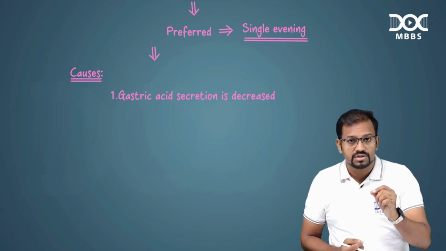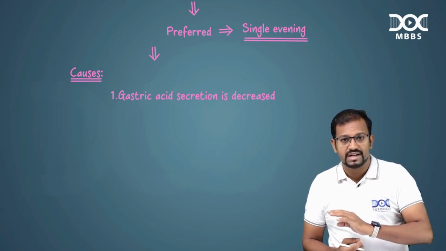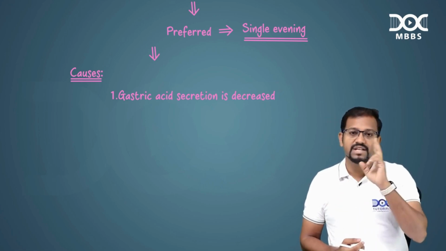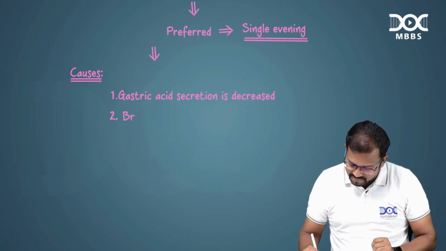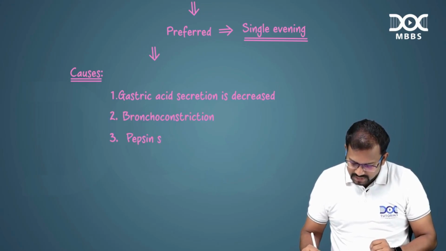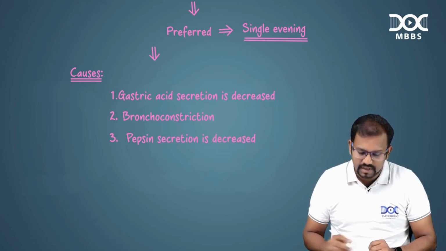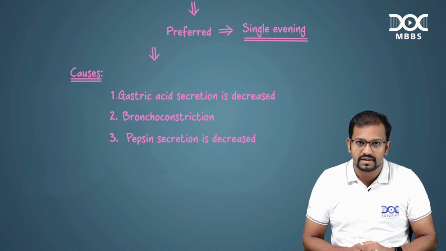So the bronchoconstriction due to H2 receptor antagonistic agents is due to their interaction with the H1 receptors on the bronchus. So there is going to be bronchoconstriction, and the pepsin secretion also is going to be decreased with these drugs.